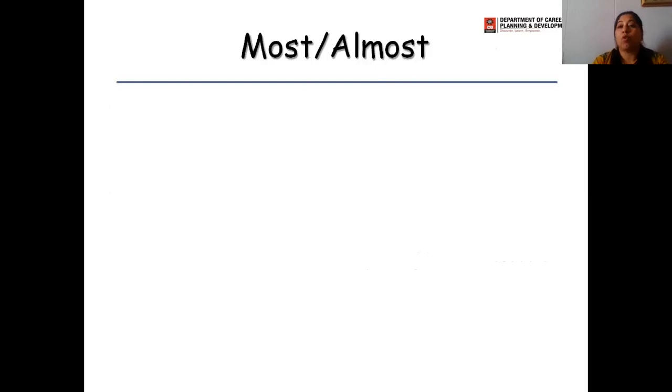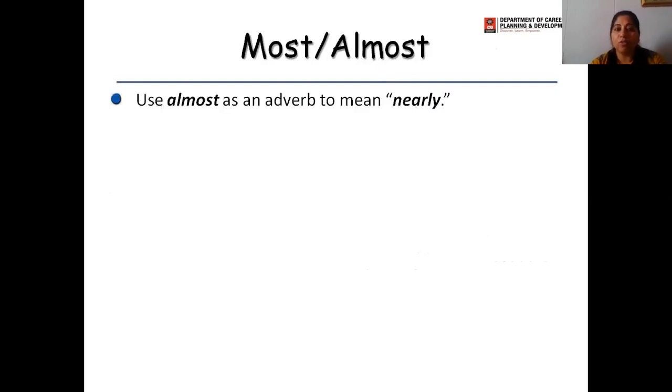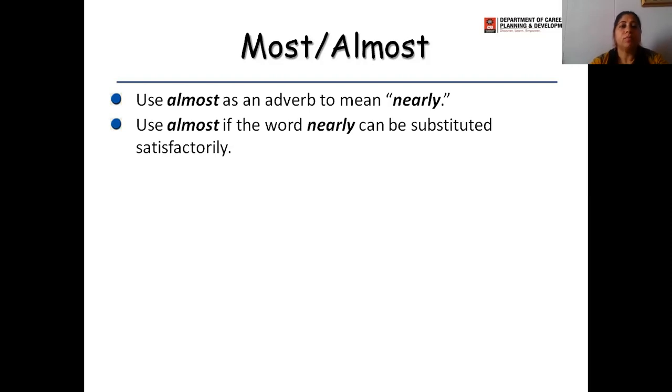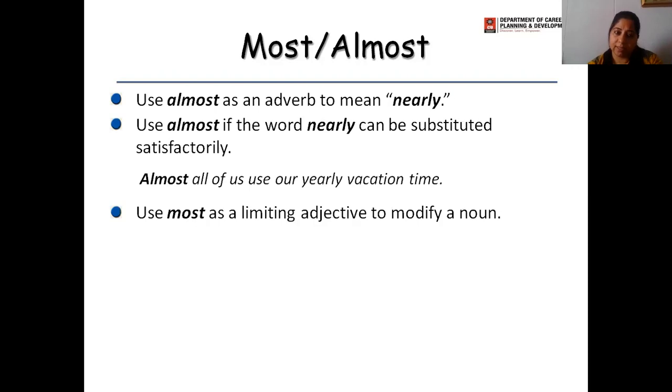Next is most and almost. Again, the same logic goes. Use almost as an adverb, which means nearly. We can replace nearly by almost, but we have to check whether the word suits the context or not. Use almost if the word nearly can be substituted satisfactorily. So: almost all of us use our yearly vacation time. Yes, almost can be used. We can replace nearly with almost in the sentence.